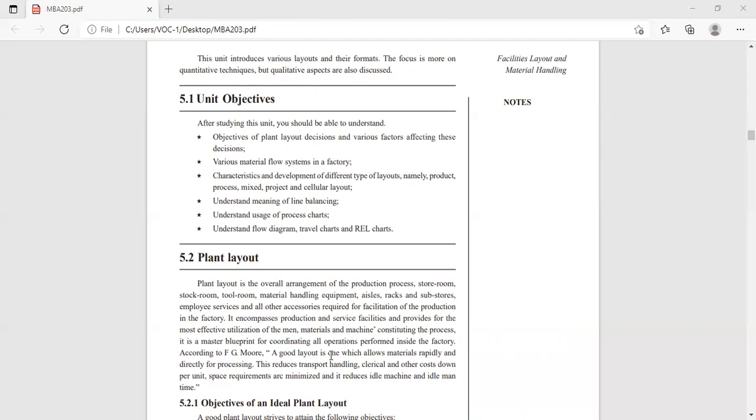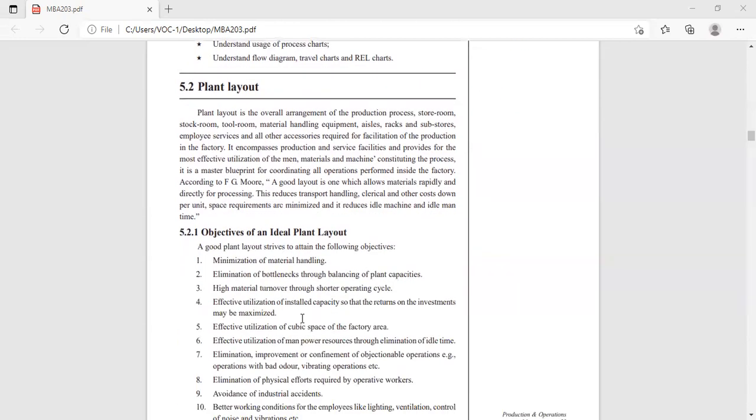Okay. So it encompasses the production and services facilities, provides for the most effective utilization of the main material machines constituting the process. It is a master blueprint for coordinating all the operations performed inside the factory. So this is about plant layout.